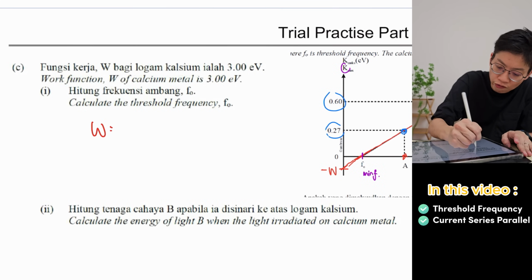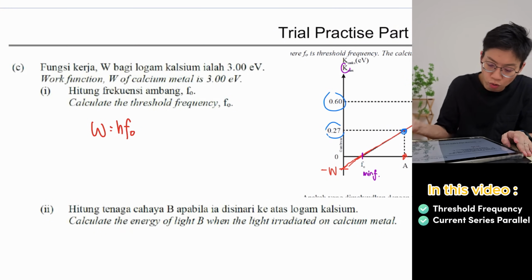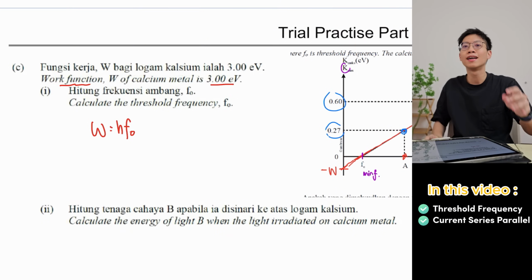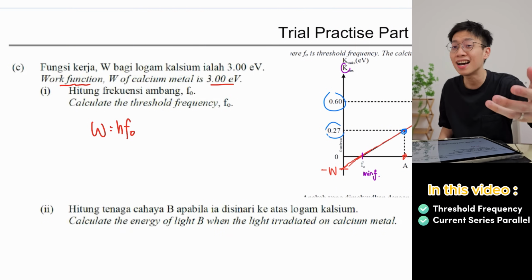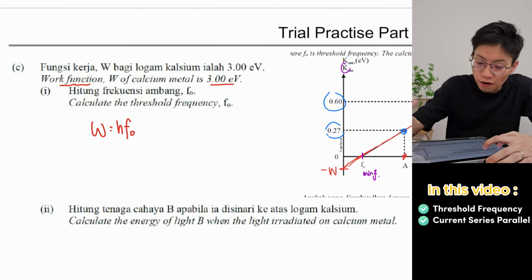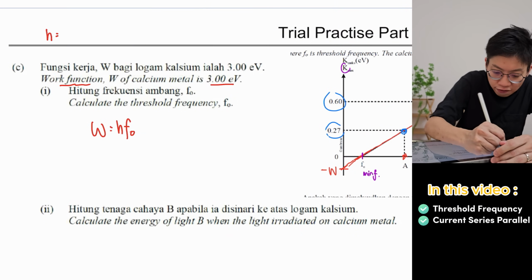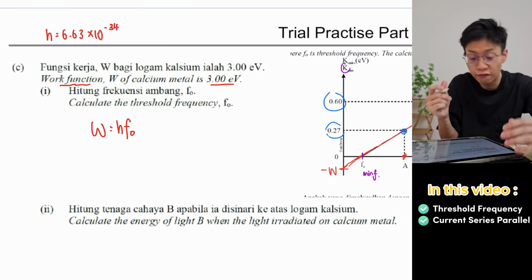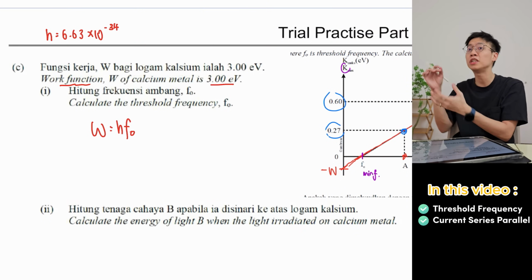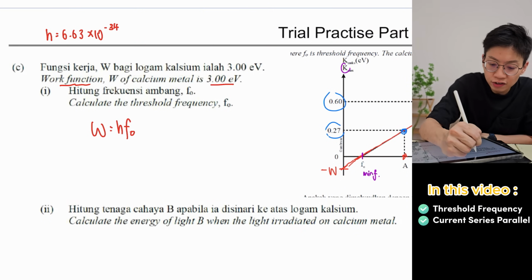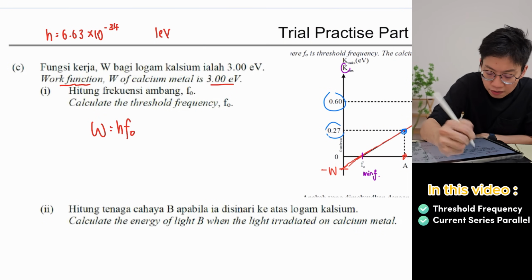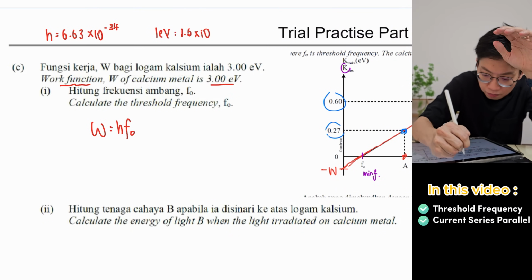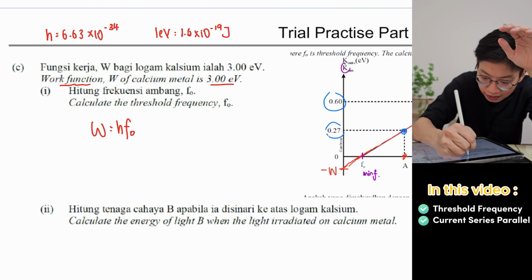I'm trying to find the threshold frequency. Do I have the work function? Got. Work function is 3 eV. When they give you this 3 eV, usually they'll give you a few pieces of information. This information you can get from the front of your formula sheet. And then after that, they might even give you 1 eV is equivalent to 1.6 times 10 to the power of negative 19 joule.